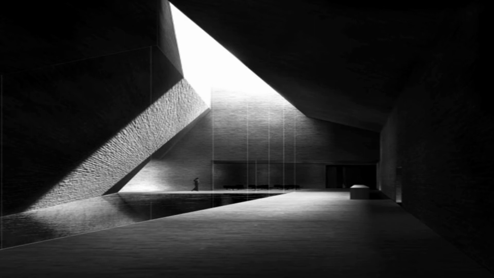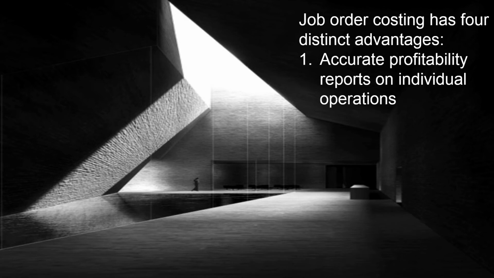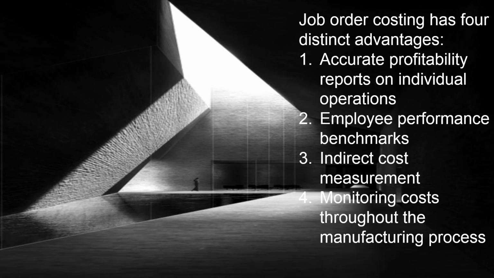A job order costing system delivers a very efficient method to calculate the exact expenses required for material, labor, and overhead before producing an item. Job order costing has 4 distinct advantages. First, accurate profitability report on individual operation. Employees' performance benchmark, indirect cost measurement, and monitoring costs throughout the manufacturing process.